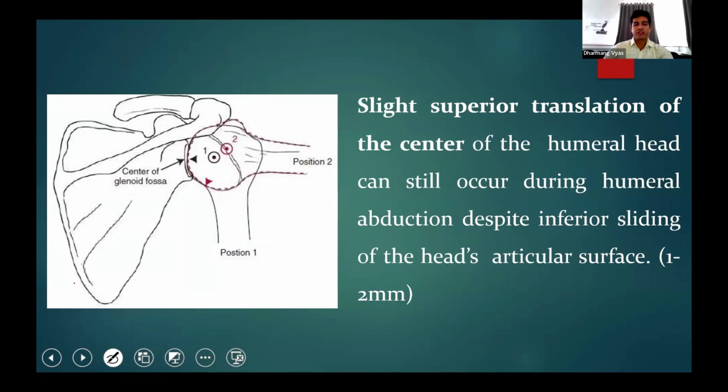Definitely we will have some amount of translation, but that would be somewhere around 1 to 2 mm only, which does not hamper the subacromial structures. But if the superior translation increases, then this would lead to more and more impingement. And we will see how this superior translation increases, in what cases or where do we have increased superior translation of the head of humerus.